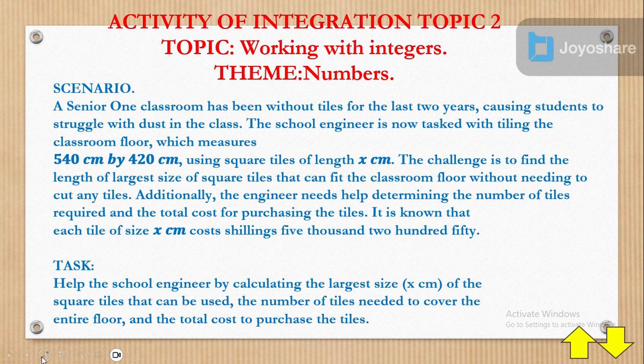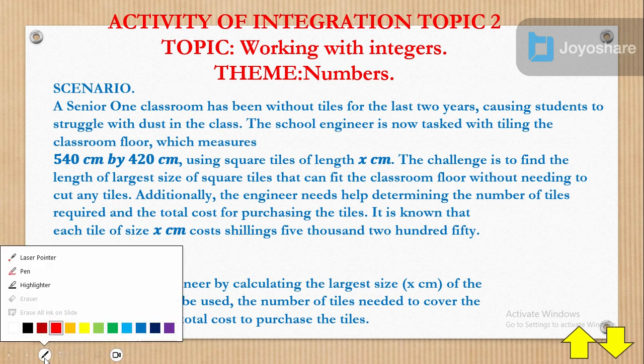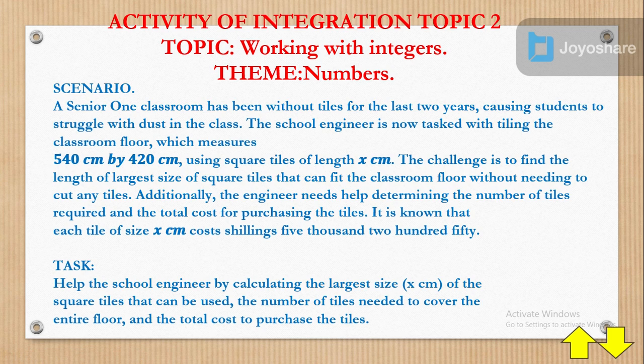Now I think this one largest is coming back. Please let's all move together. Help the engineer by calculating the largest. But here you have been given two values and they're talking about largest. Please there think about highest common factor or greatest common factor of the square tile that can be used. Then the number of tiles needed to cover the entire floor and the total cost of purchase. So here I want to know the size of the largest square tile, how many are required on the floor, and what is the cost. Let's step into that straight away.